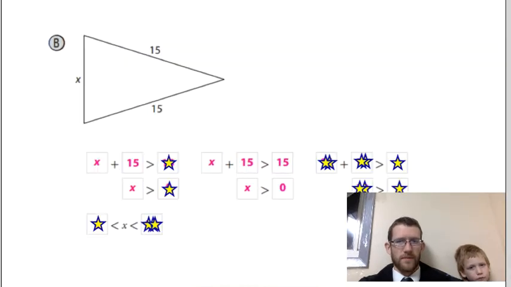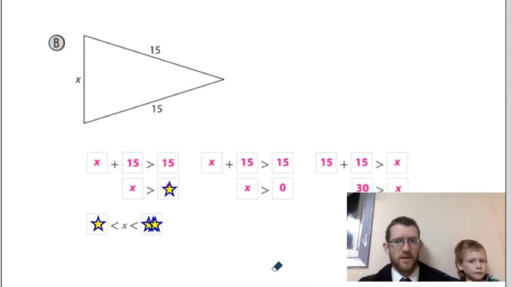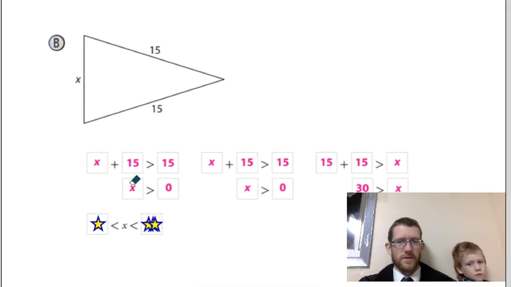Okay, we'll try another one. Let's go ahead and try this one. What possible values could we put in here for x? Well, x has to be less than 15 plus 15, right? So upper bound is 30. We know its bare minimum lower bound is 0, and as it turns out, it's 0 for both of these inequalities. So therefore, x has to be greater than 0 and less than 30.